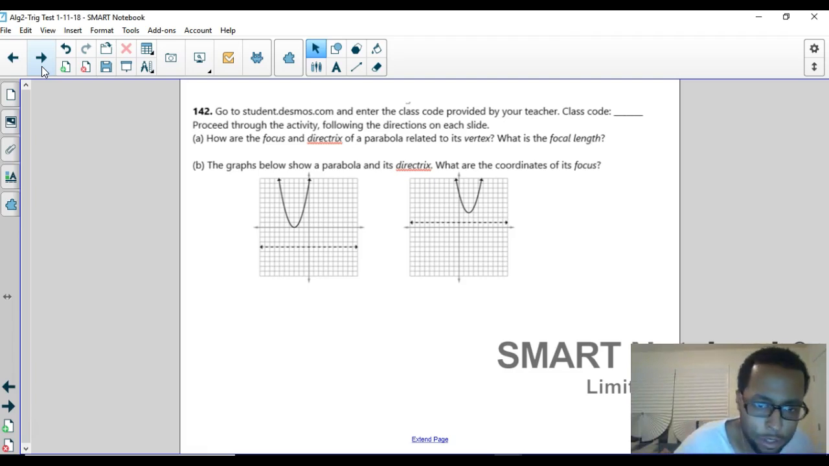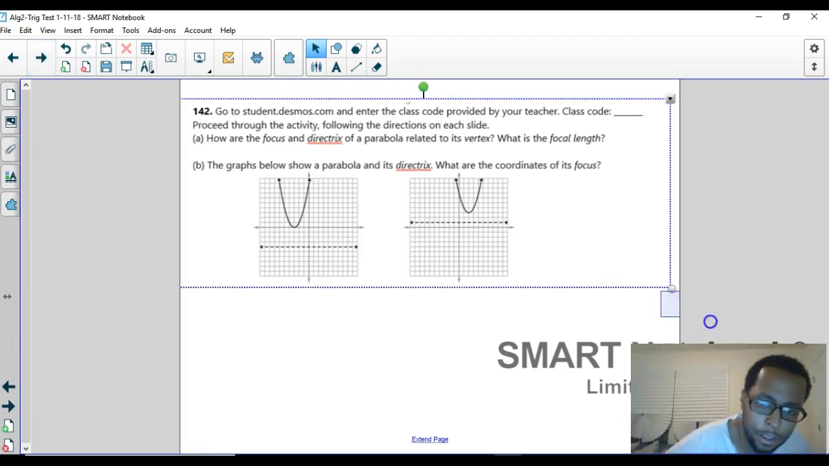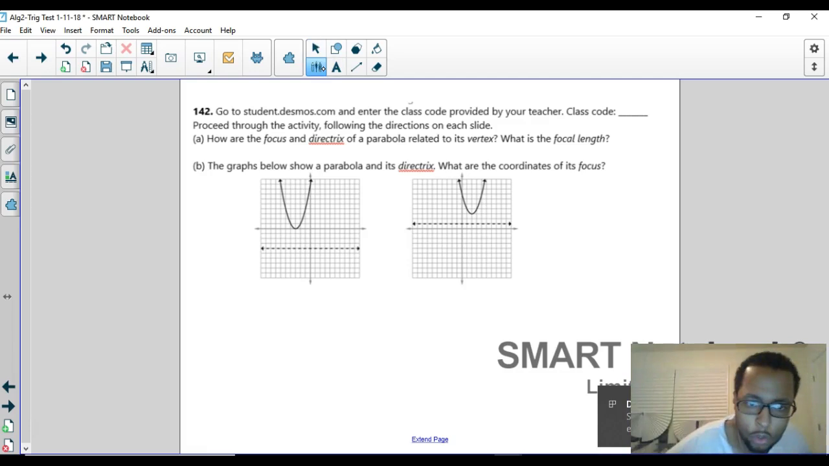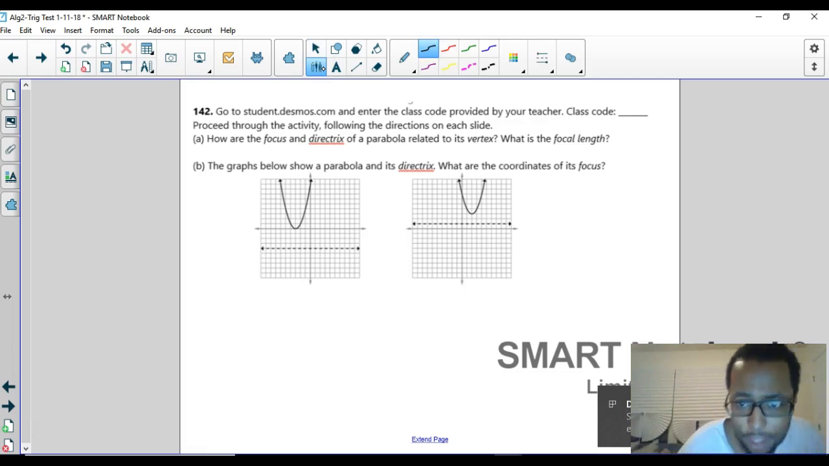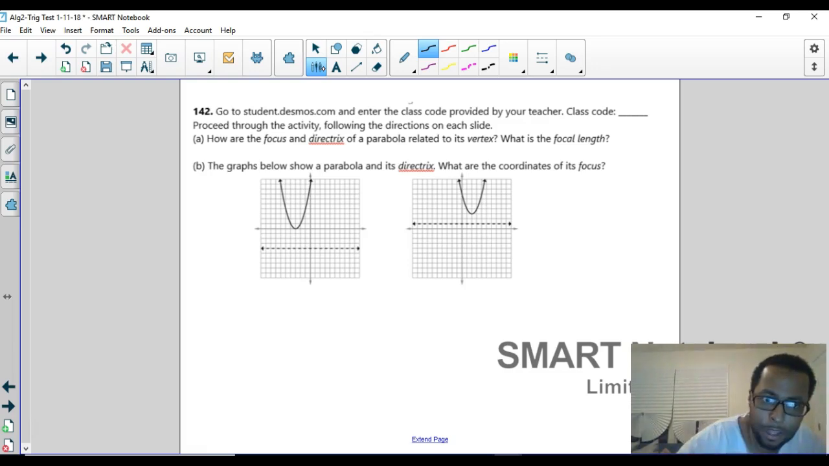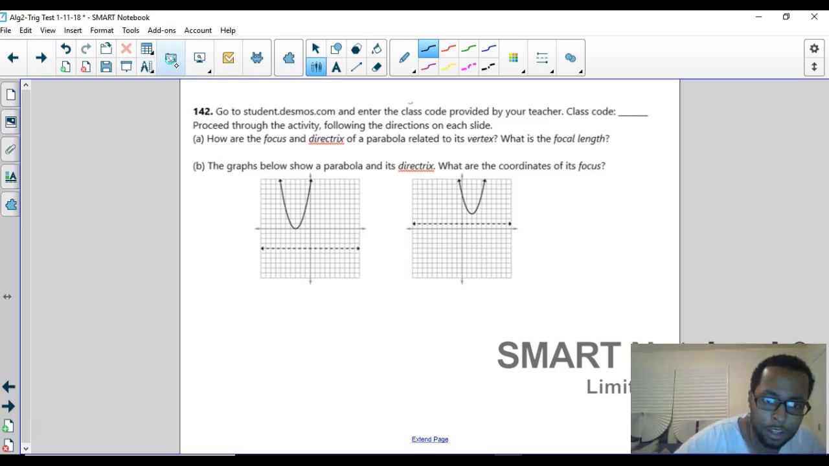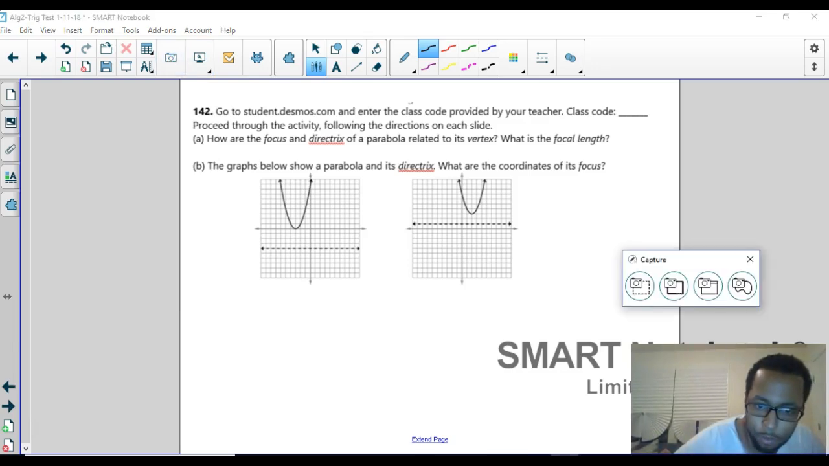We're talking about the focus, the directrix, and the parabola, okay? So let's take a look at question B, and I'll try to explain it so you can see what's going on. The question says, the graph below shows a parabola and its directrix. You want to know the coordinate of its focus. So I'm going to make this a little bit bigger so we can get an idea of what I'm looking at.